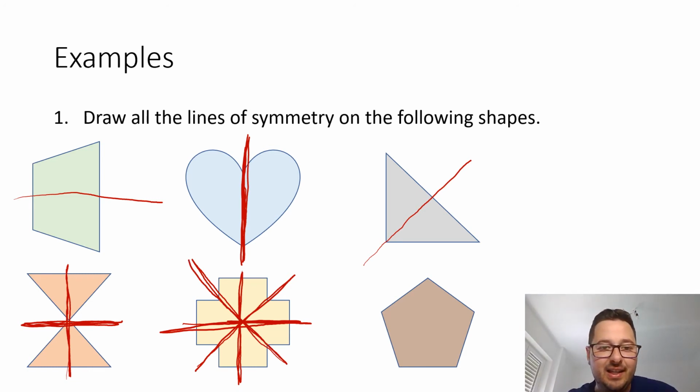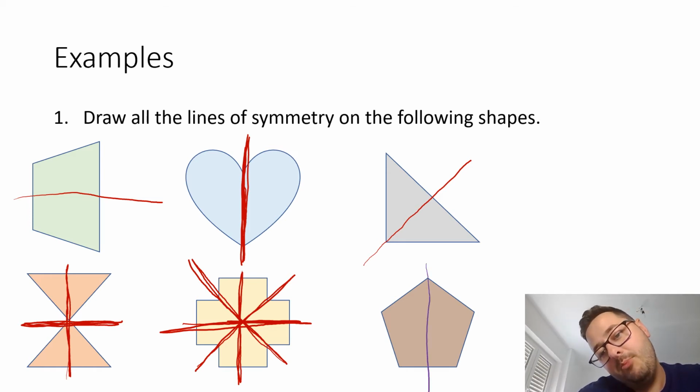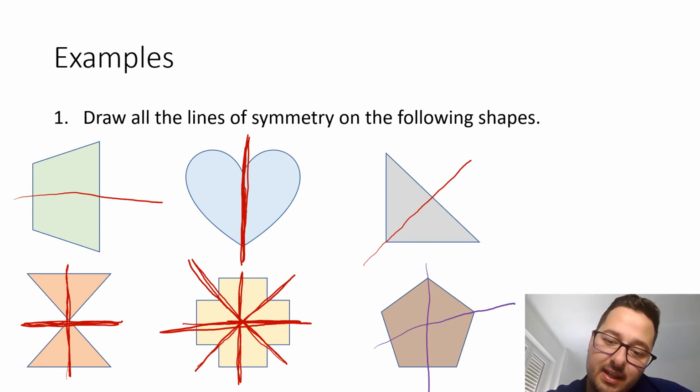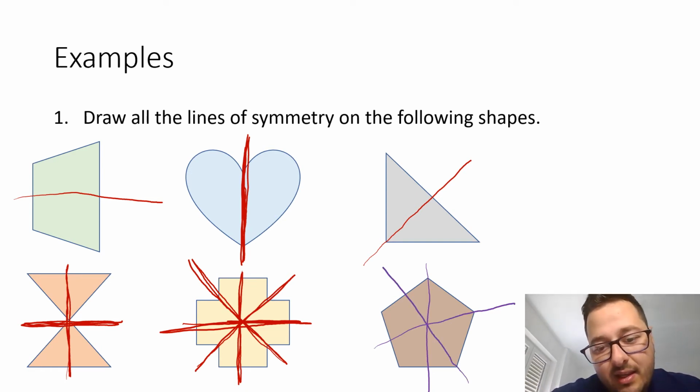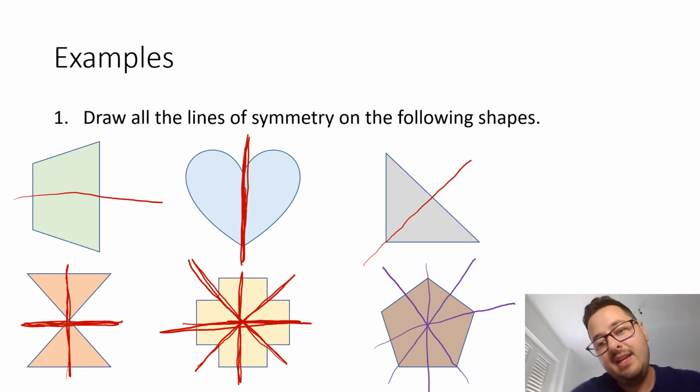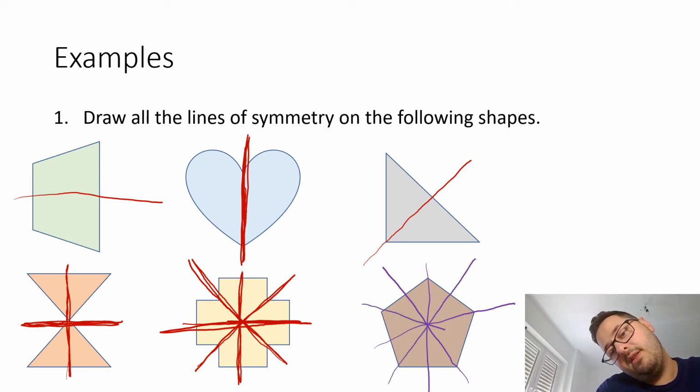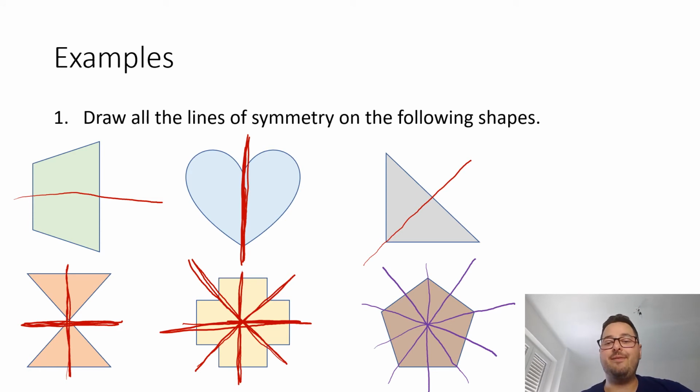And then finally this pentagon here, now we're going to assume it's a regular pentagon. So it has one line of symmetry like that, but then also has another one there. It has another one there. It has another one there. And it has another one there. So this one actually has 5 lines of symmetry.